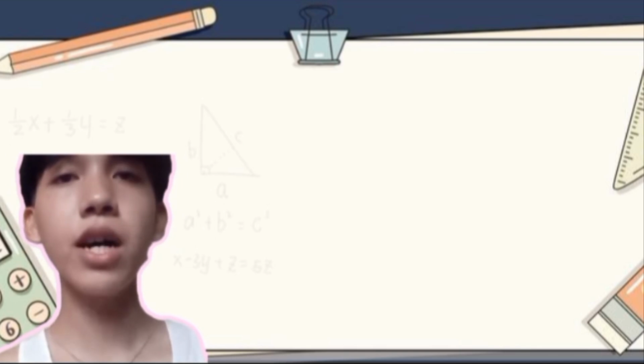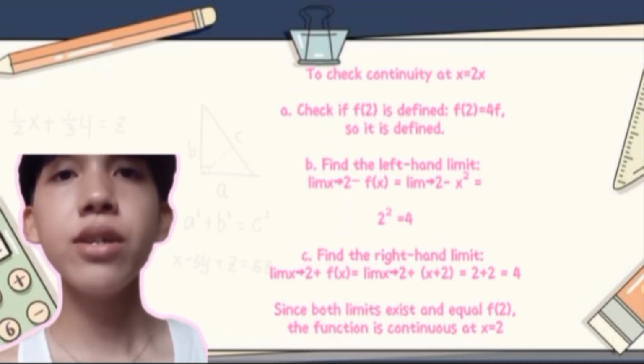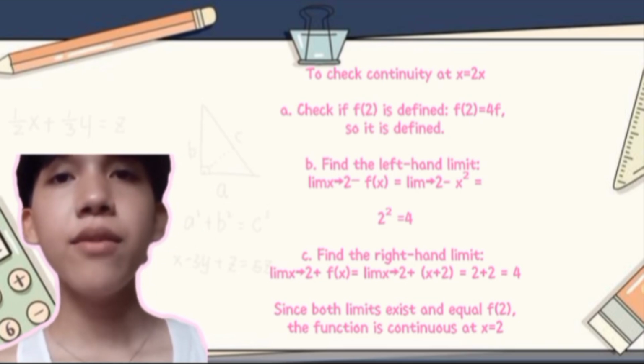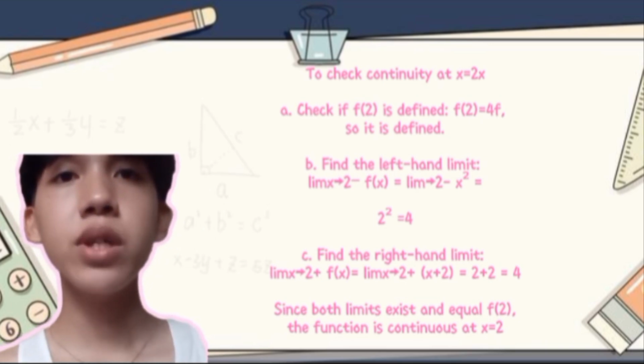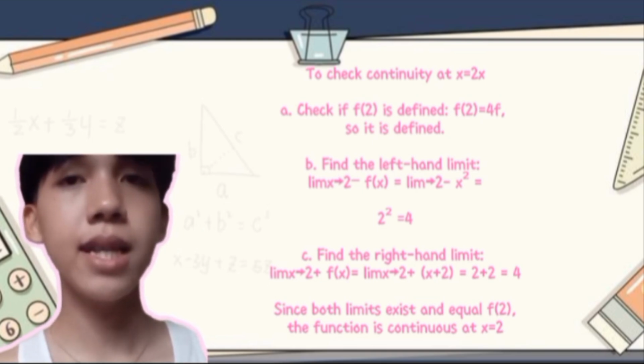Let's look at this function, to check continuity at x equals 2. A. Check if f of 2 is defined. f of 2 is equal to 4, so it is defined.